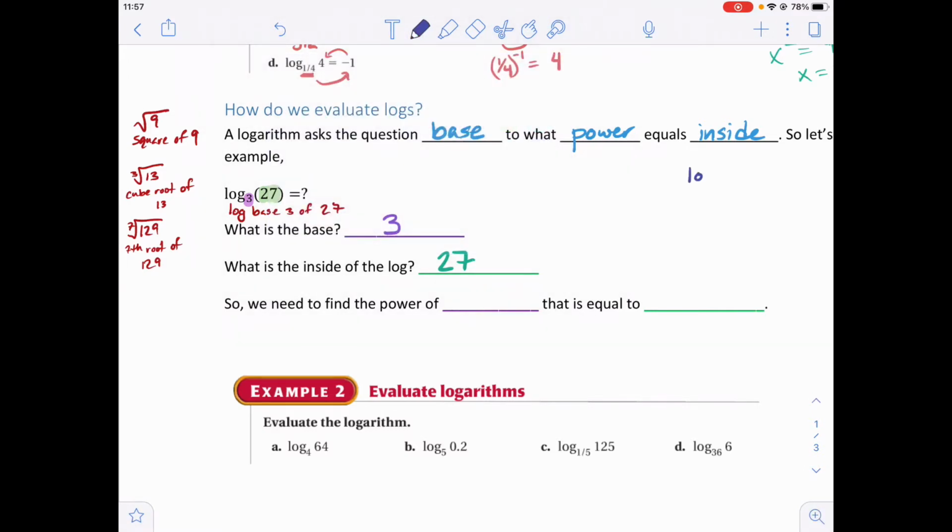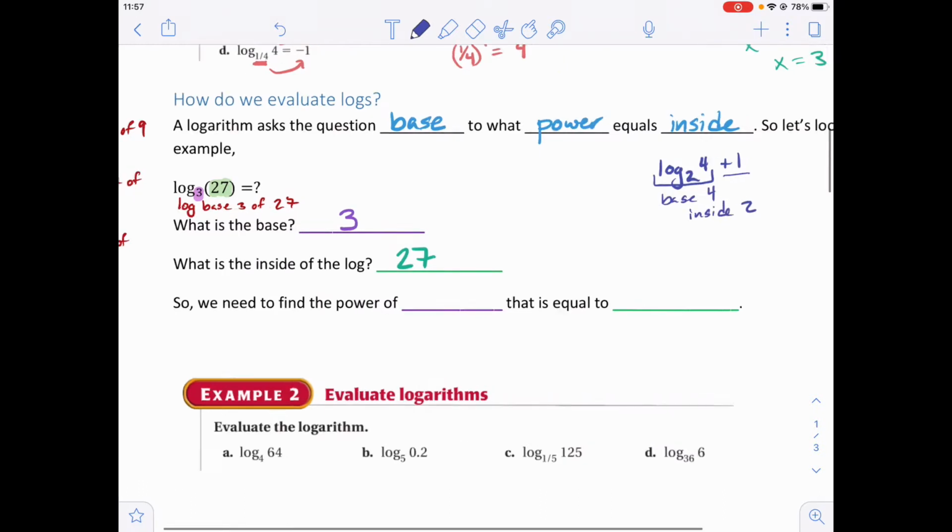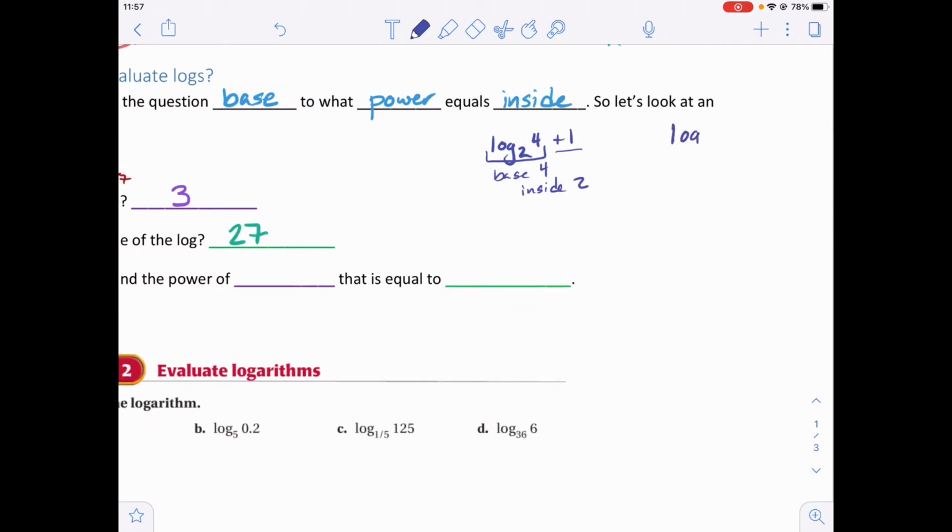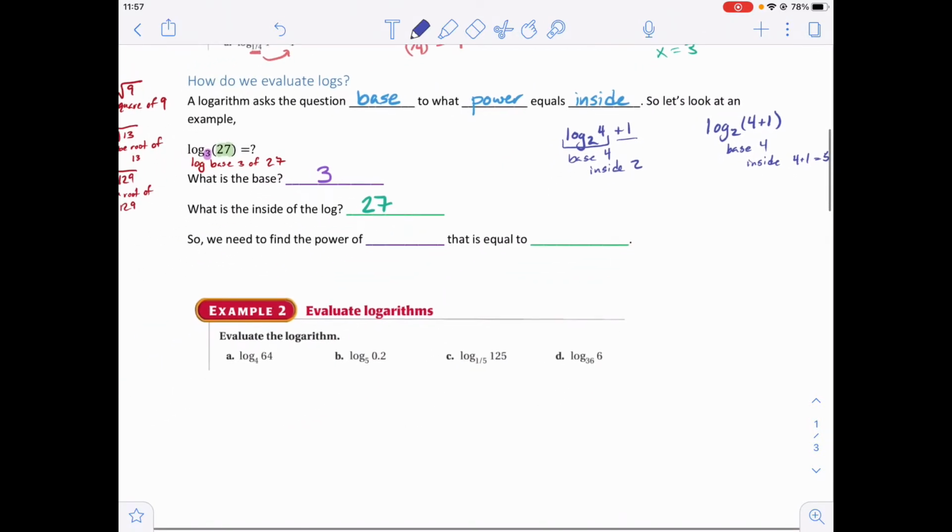For example, log base 2 of 4 plus 1. This is the log. This is on the outside. This has a base of 4 and an inside of 2. That would be different than this. Log base 2 of 4 plus 1. Here the base would be 4, but the inside would be 4 plus 1 or 5. All right, so we've got to watch out for those parentheses.